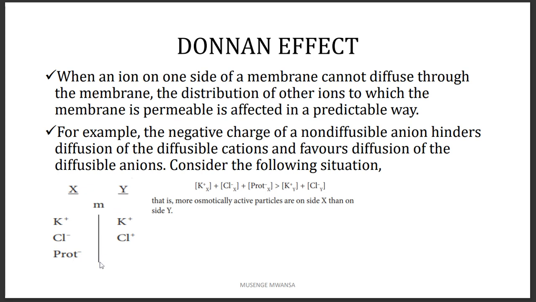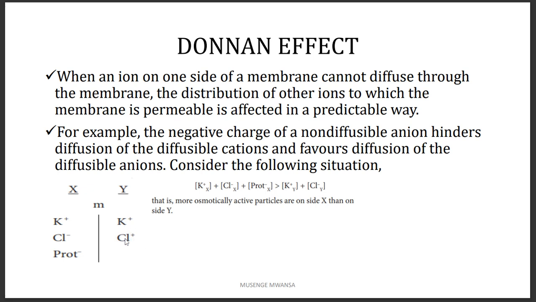Because proteins are big, what will be the effect of that? Because proteins are negative and they are inside the cell, they are going to be repelling negative chloride ions. So the negative chloride ions are going to be pushed outside the cell. That is why we find the chloride ions are more outside the cell.